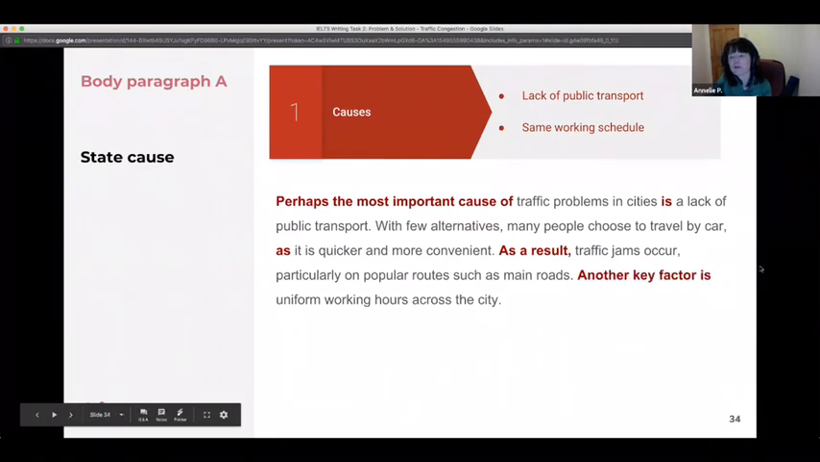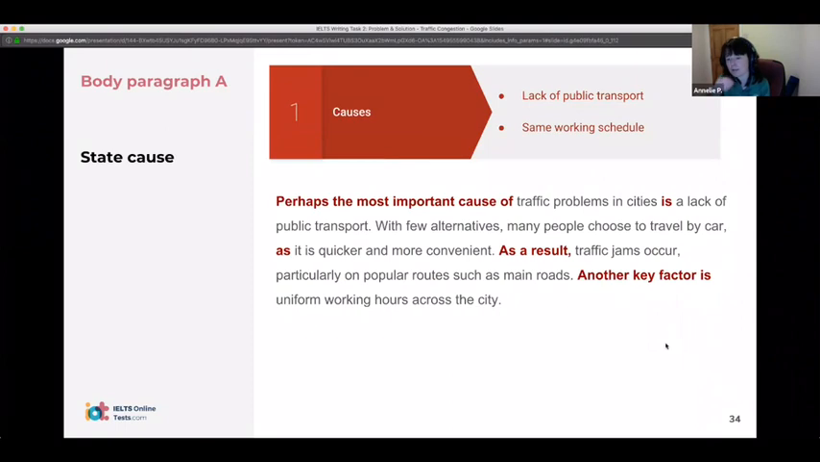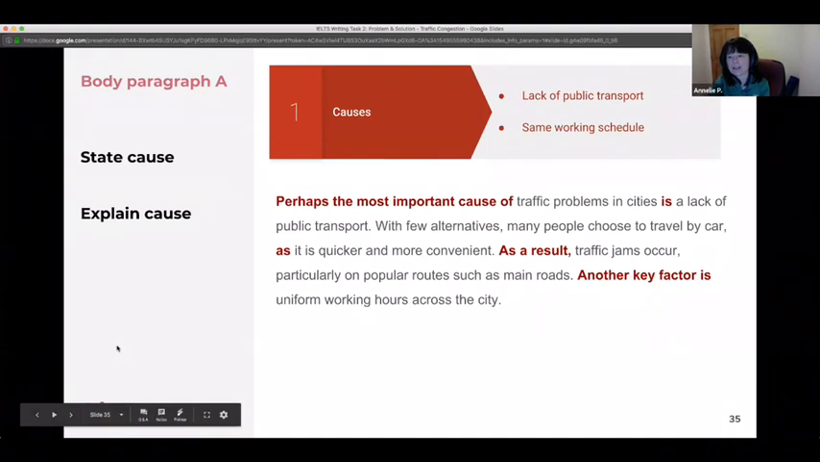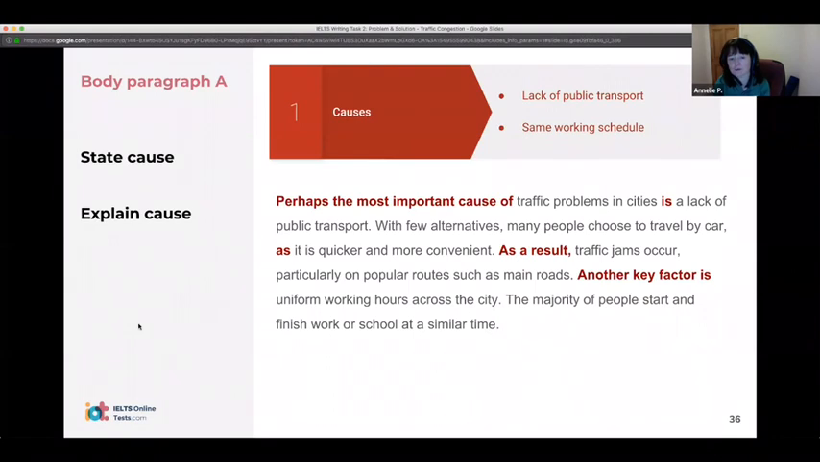And we have gone for another key factor is. So again, very clearly now we're moving on to the second cause. Oh, yet another cause. I like that, Sangeetha. That's very nice. And then again, we're going to explain that cause in more detail. So it means the majority of people start and finish work or school at a similar time.